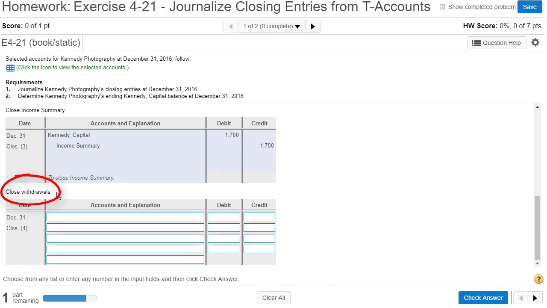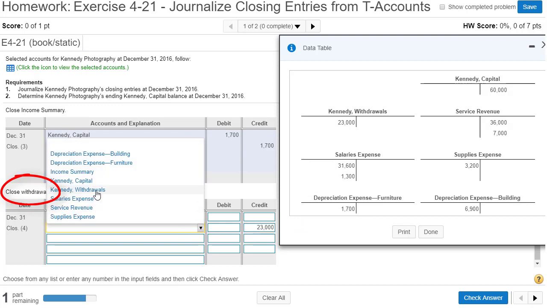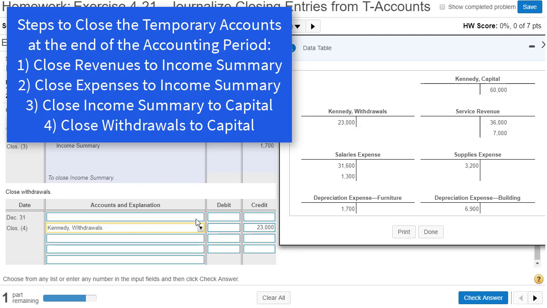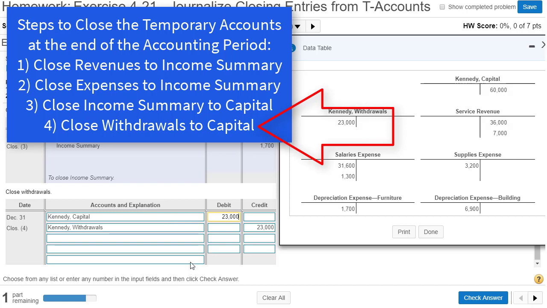And the fourth step is we need to close withdrawals to capital. So let's go figure out what our balance is in withdrawals. Here we go. Wow, we got $23,000 of withdrawals. So to close this, we have to credit it. So I'm going to put it on the credit side. That's withdrawals. And since capital is being debited, that has to be listed first for the same amount. And you should double check. Make sure it makes sense. Capital is being debited, meaning capital is going to go down. So is that what withdrawals do to capital? Do withdrawals decrease capital? Yes, so that makes sense.